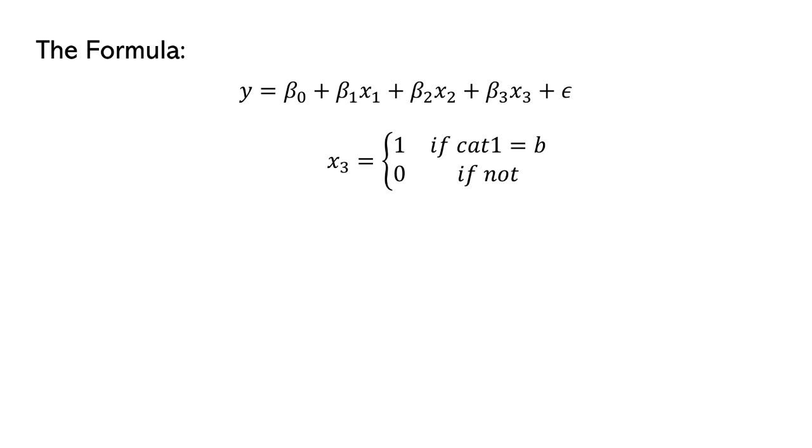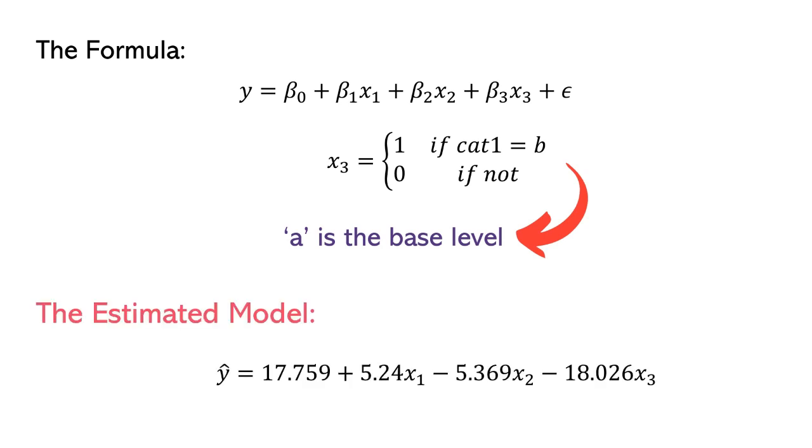The formula will have the form like this, where x3 will equal 1 if cat1 equals b, and 0 if not. In this case, the value a from cat1 is called the base level. The variable x3 is actually called a dummy variable. So now, the estimated model will be something like this.